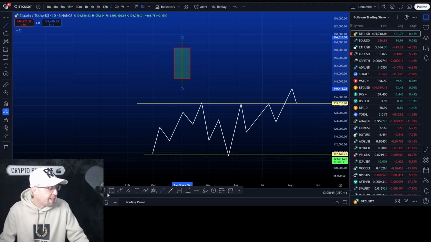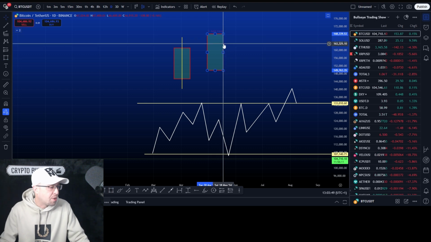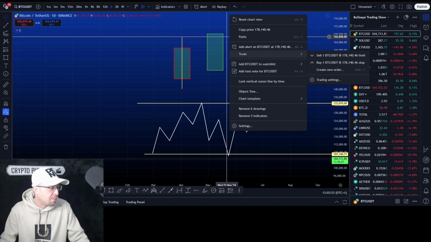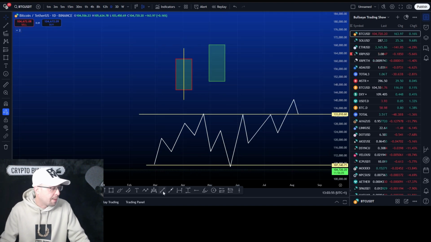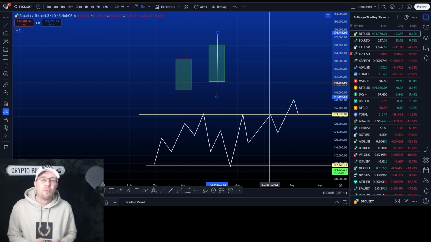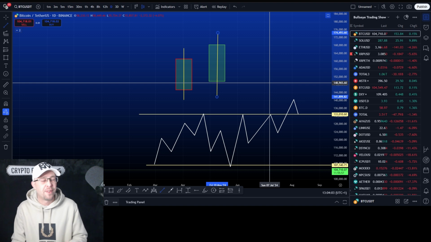On the flip side, you've got the green candle. So if you just change that to green, you've got the green candle. Exactly the same thing. You've got the highs and you've got the lows.